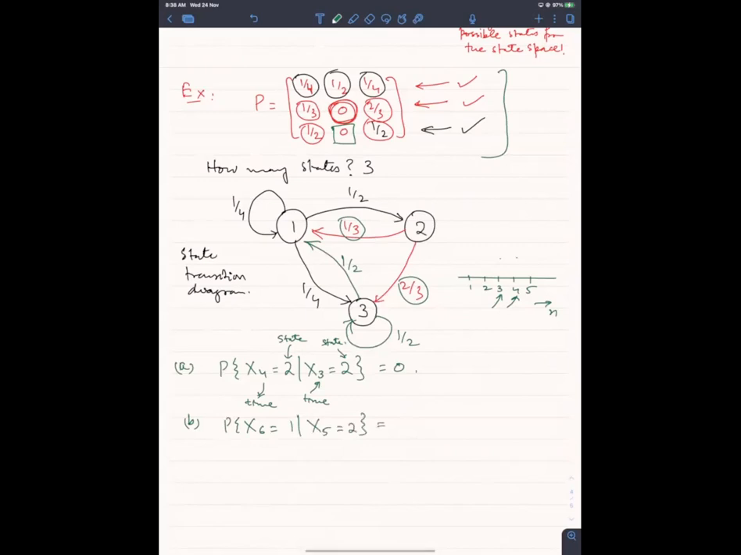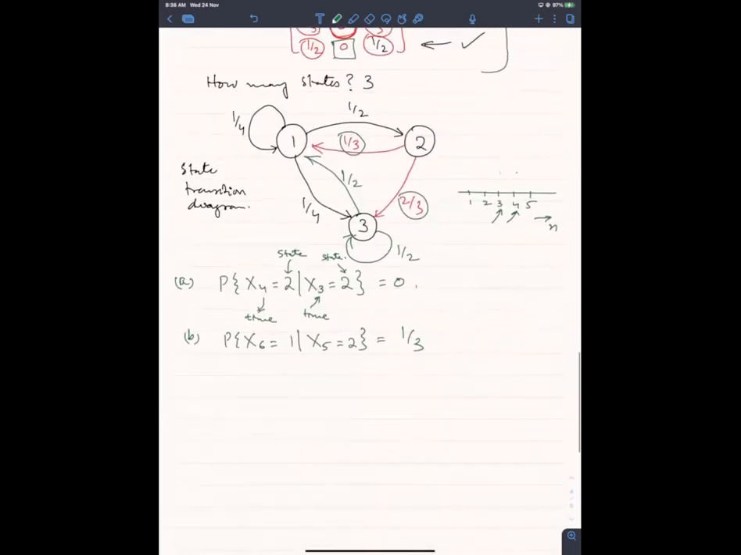Answers in the chat window. अभी ये जल्दी से बताना. So this is 1/3. Everyone agrees with that? That is great. Okay. Part C.